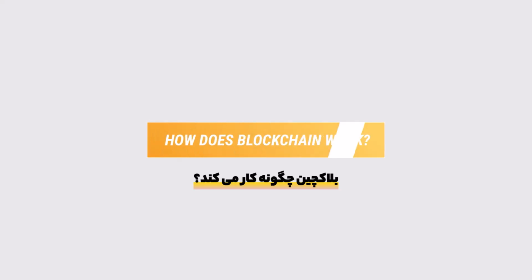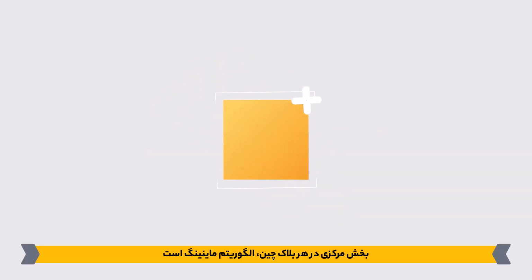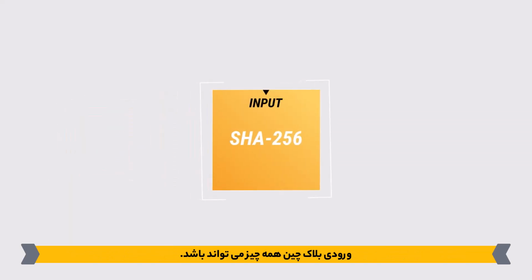How does blockchain work? A central part in every blockchain is the mining algorithm. Let's take Bitcoin's algorithm as an example. It's called SHA-256, short for Secure Hash Algorithm, 256 bits. It takes an input which can be anything, text, numbers, or even a computer file of any length.